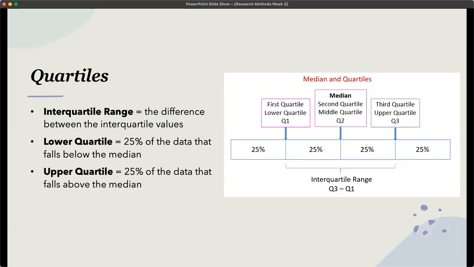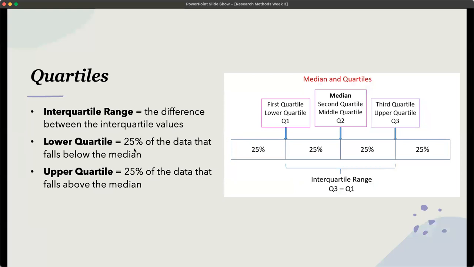Now, quartiles. Instead of looking at the mean, we're looking at the median. The median is in the center, and all of the data is broken into 4 chunks. So the interquartile range is the difference between the interquartile values. You can see the range here, the interquartile range, the difference between Q3 and Q1.